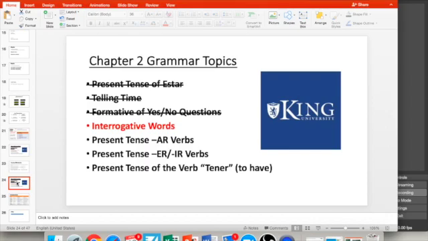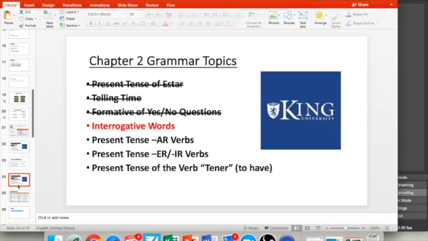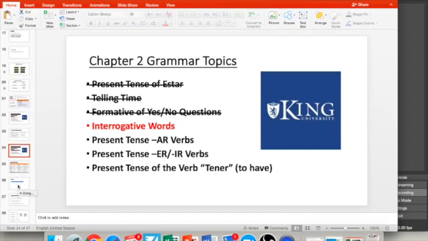Next, we're looking at interrogative words, and these are some of my favorite things in Spanish. Interrogative words, in the same way that you might get interrogated if you watch Criminal Minds or anything, you're familiar with the interrogation rooms. In this case, we're just looking at these interrogative words or question words in Spanish.